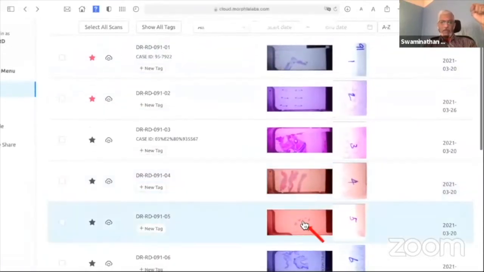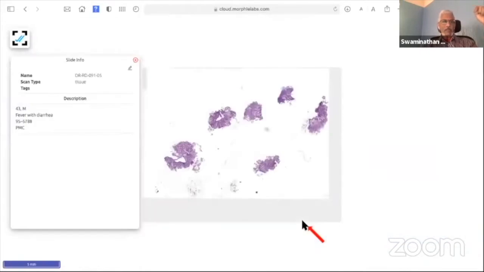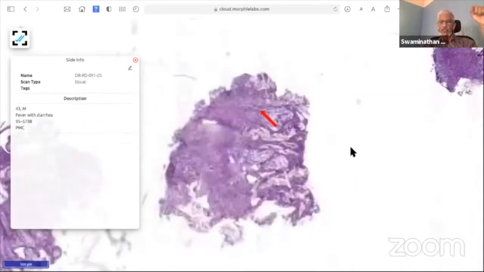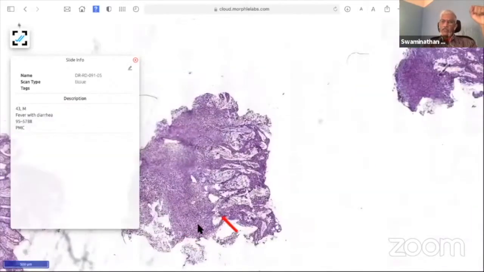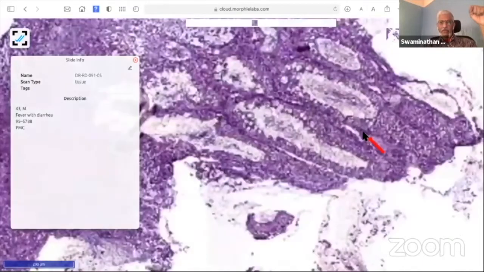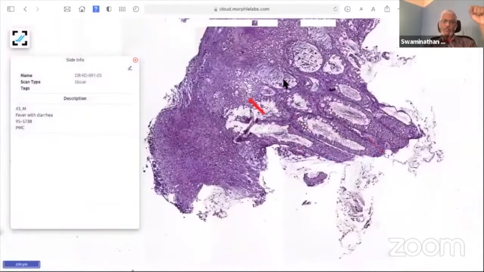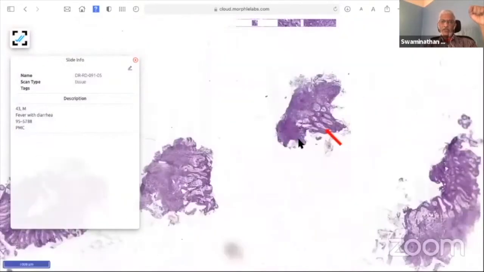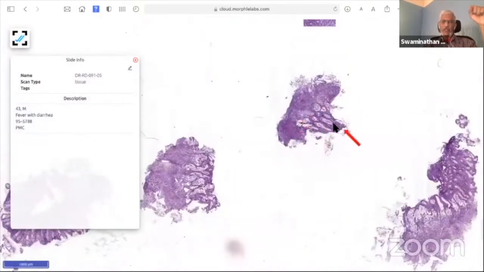Coming to slide number 5, it's a 43-year-old male with fever and diarrhea. So this is a straightforward diagnosis. You can see nice volcanoes. And you see the preserved crypt epithelium at the base. Only superficially it is destroyed and it is showing fibrinopurulent exudate. So this is pseudomembranous colitis on a biopsy.